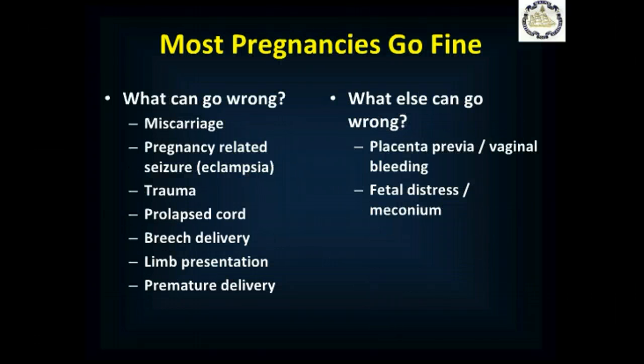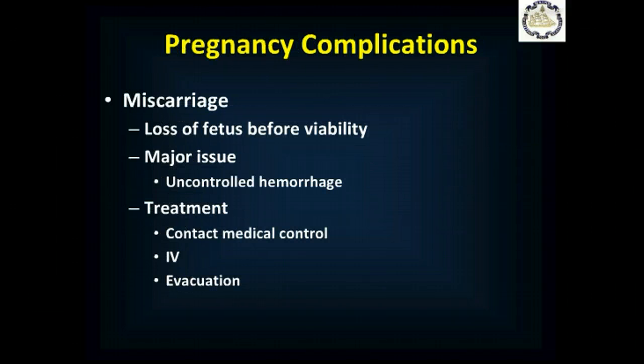While most pregnancies go just fine, there are a number of things that can complicate a pregnancy, and we'll talk about each of these. In a miscarriage, a fetus is delivered before it's able to survive outside of the uterus. The major issue for you is that if there's any parts that are retained, particularly the placenta, the patient can have uncontrolled hemorrhage, and the treatment for that is to contact medical control, start an IV to give IV fluids, and evacuate the patient. If it's a simple, uncomplicated miscarriage, you don't necessarily have to evacuate the patient.